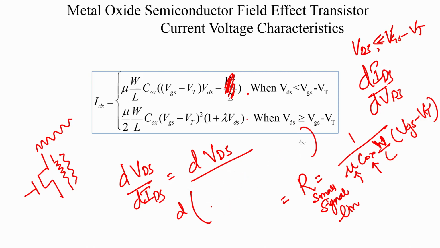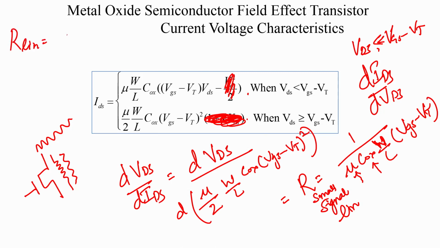So, what is dVDS by dIDS in saturation? Let us say the MOSFET does not have channel length modulation, let us ignore that. Now, let us write the linear equation first, and keep it aside. That is 1 by mu Cox W over L into VGS minus VT, that is the linear small signal resistance.